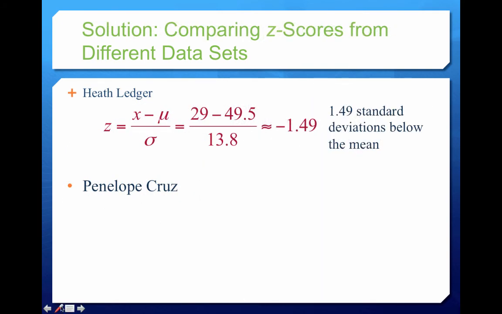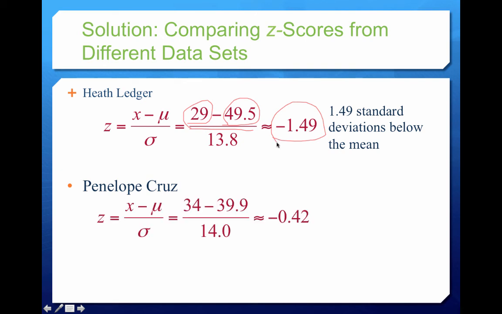Okay, so Heath Ledger, his age is 29, or was 29, minus the average age for Best Supporting Actor winners, and we're dividing that by the standard deviation for Best Supporting Actors, the 13.8. What do we get? Negative 1.49. So Heath Ledger's age in comparison to other winners was 1.49 standard deviations below the mean.